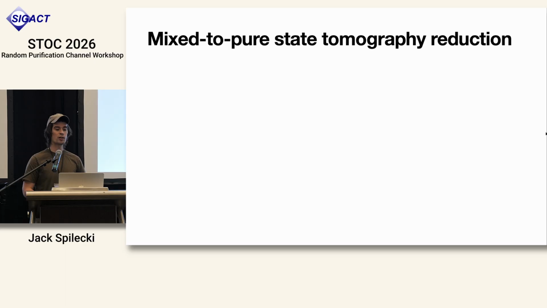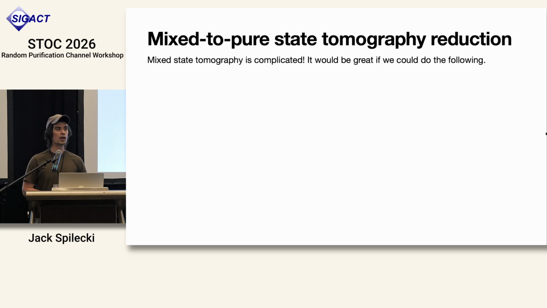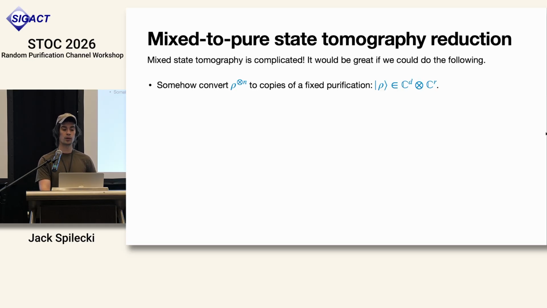All right, so I'll sketch now how you might do this reduction, and then I'll come back and show you exactly how it's done. The idea is, mixed state tomography is super complicated, and it'd be great if you could just use the pure state algorithms and do something like the following. You somehow convert your mixed state rho to copies of some fixed purification, ket rho.